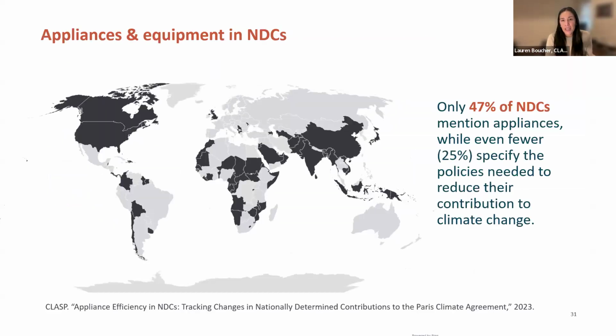So now the connection to NDCs. In 2023, CLASP published a report that assessed how appliances and equipment were included in NDCs. We ran keyword searches for specific appliances, such as air conditioners, refrigerators, industrial motor systems, et cetera, and key appliance efficiency policies, such as minimum energy performance standards and appliance labeling programs. We found that appliances and equipment are mentioned in about half of NDCs, looking at NDCs 1.0 and 2.0. Very few NDCs mention the specific actions that need to be taken to improve appliances' contribution to climate change. Fewer than 25% of NDCs mentioned policies such as MEPS or appliance labels. Next slide.